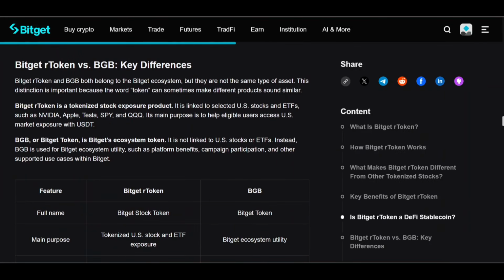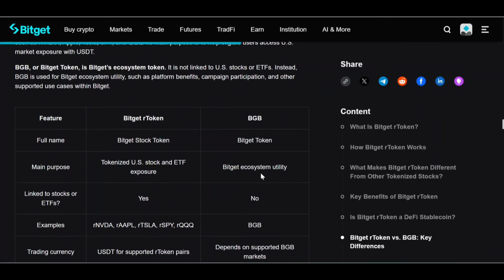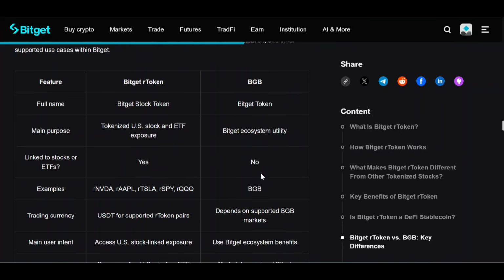And then you also have the Bitget rToken versus the BGB, right? The key difference is that the Bitget rToken is a tokenized stock exposure product, while the BGB or Bitget token is Bitget's ecosystem token. Okay, so it's not linked to a US stock or ETFs. Instead, BGB is used for Bitget ecosystem utility, right? Such as platform benefits, campaign participation, and other supported use cases within Bitget.